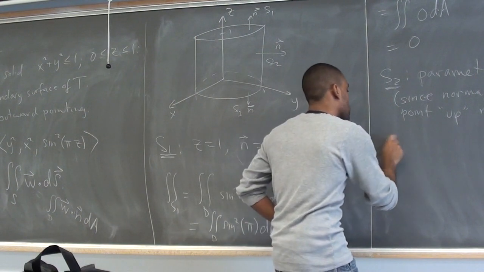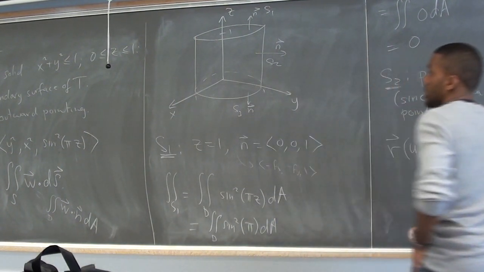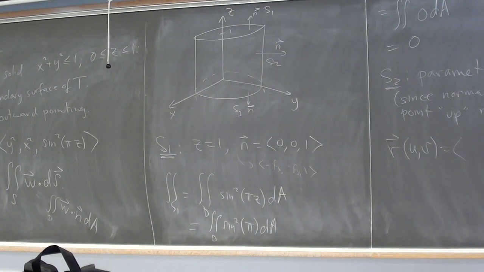Right, so I'm going to write this cylinder as R of u, v. What would I make x and y? Well, x is going to be cosine u, y is sine u, and z just be itself, v. My u is a full circle, so it's 0 to 2 pi, and my v is following the z, so that's just 0 to 1.